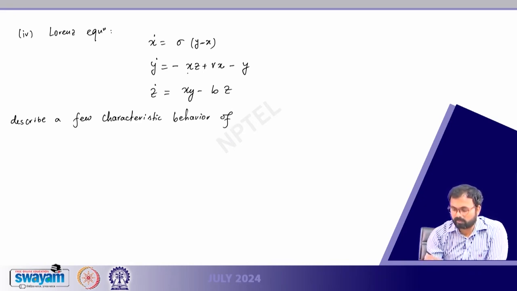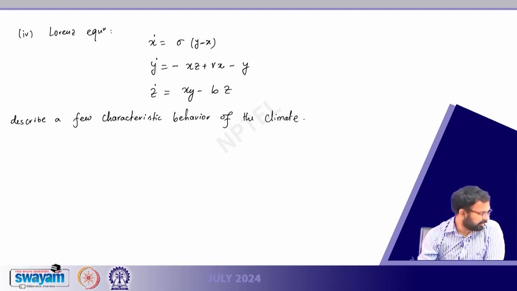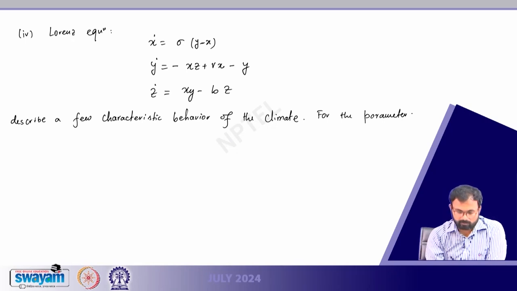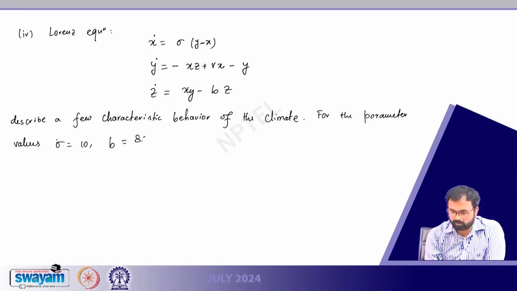So, as I was saying in the previous class, Lorenz also noticed similar behavior of the climate. In this model, the spatial dependence is replaced by a description of the modes, and for the parameter values sigma equals 10, b equals 8/3, and r greater than 24.74, chaotic solutions are obtained.